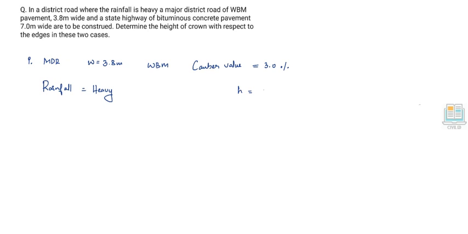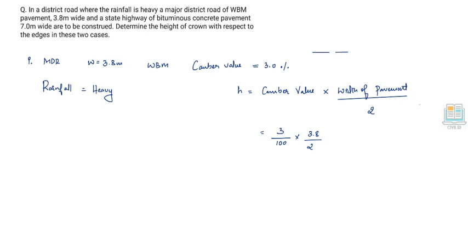So the crown height becomes camber value multiplied by width of the pavement divided by 2. The camber value is 3%. The width of the pavement is 3.8. Half of it has to be considered because I have specified earlier that it is along the center of the total width. So this will become 0.057 meters. So this is the answer for case 1.